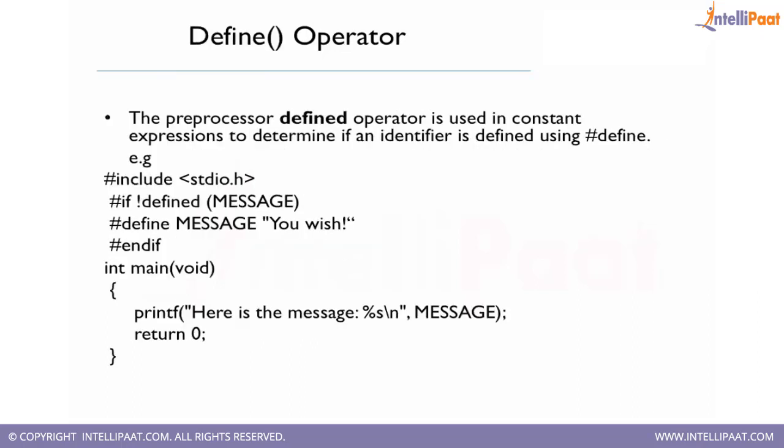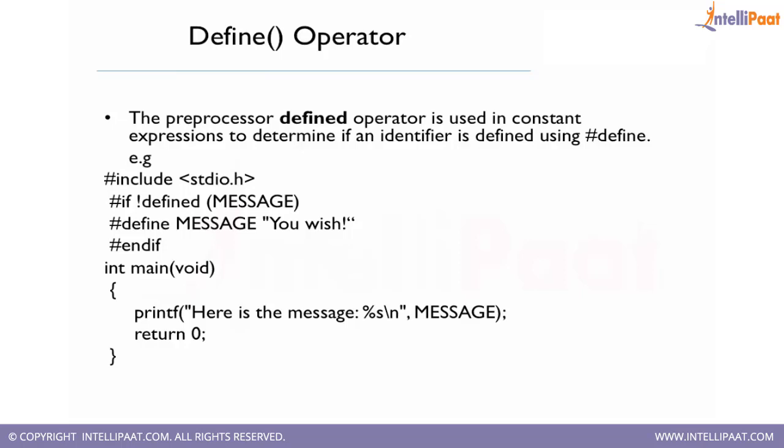Defined operator. The defined preprocessor operator is used in a constant expression to determine if an identifier is defined using hash define. For example, let's see this code. In this code we have included stdio.h. Now this checks if message is defined or not. If not defined, message, then define it, and end. So this is a method which checks if a particular identifier is defined or not.